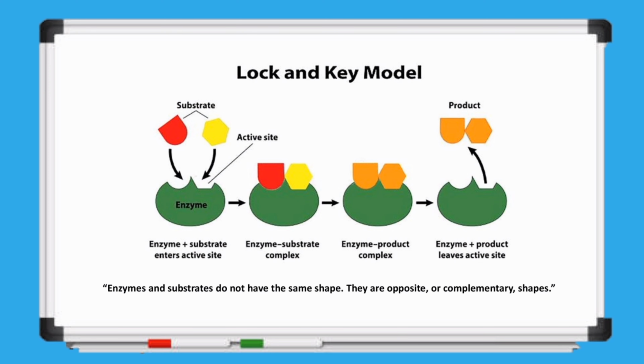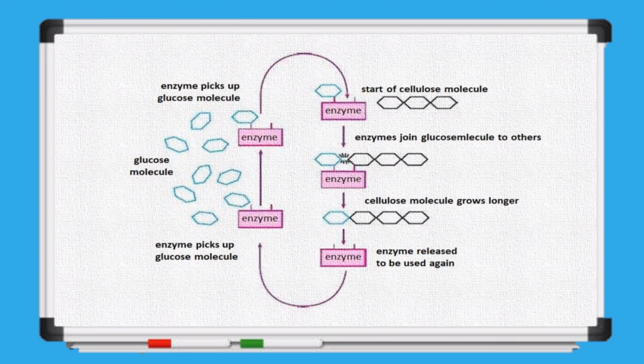Once they're connected, the enzyme does its job, it acts on the substrate and helps turn it into something new. At this stage, we now have an enzyme-product complex. Finally, the product is released, and the enzyme remains unchanged. Its active site is still intact and ready to go again with another substrate. And it's important to note, enzymes and substrates don't have the same shape. Instead, they have complementary shapes, meaning they fit together perfectly, even though they're different, just like a lock and its matching key. Let's take a look at this diagram.